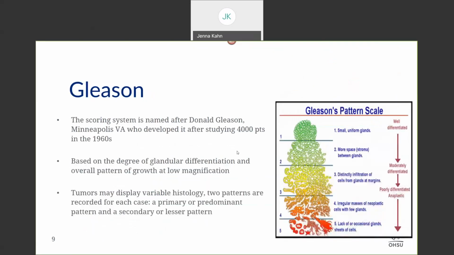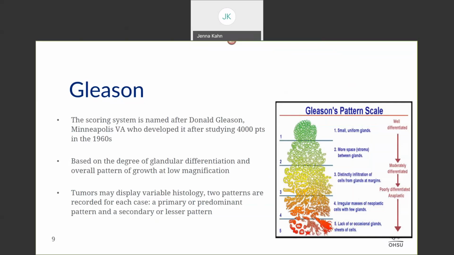When we look under the microscope after that biopsy, we have pathologists who score the prostate cancer. The scoring system is named after Donald Gleason from the Minneapolis VA, who developed it after studying 4,000 patients in the 1960s. It's based on the degree of glandular differentiation and the overall pattern of growth at low magnification.